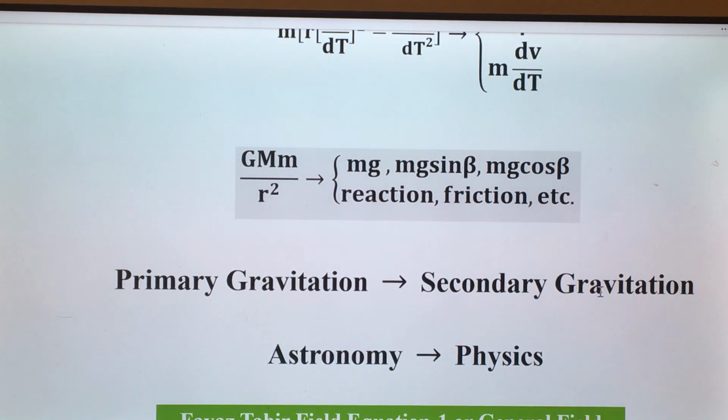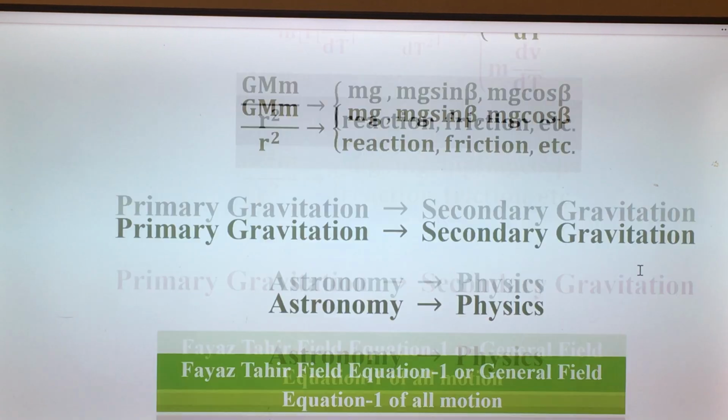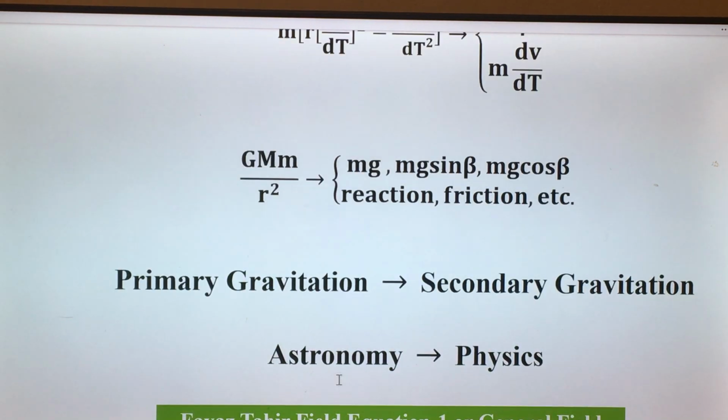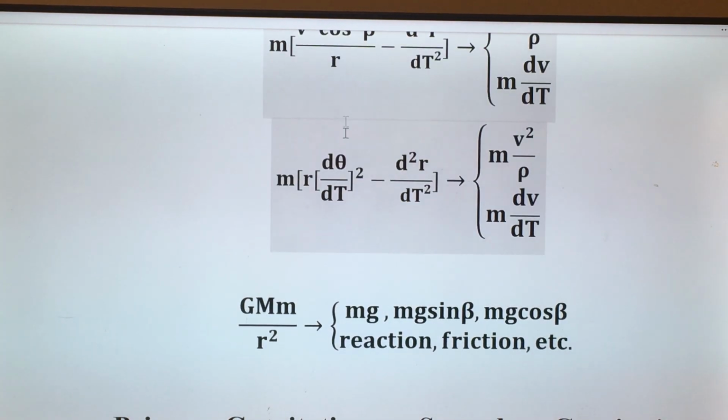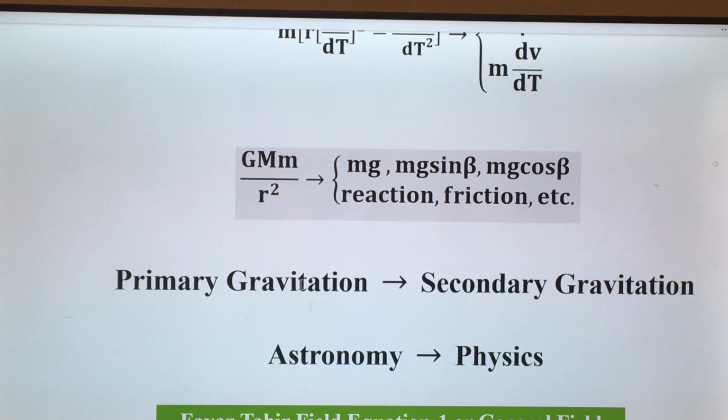Secondary gravitation happens, guys, open your ears and listen to me very carefully. Secondary gravitation happens when two bodies start touching each other. And then this is astronomy, GMm over R squared, primary gravitation, astronomy. These 1, 2, 3, 4, 5 are synonymous. Then when the bodies start touching each other, it becomes physics. Now guys, listen to me very carefully.